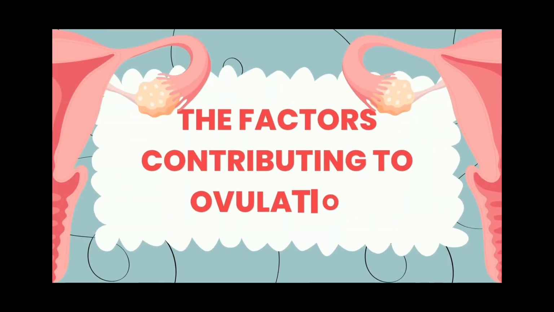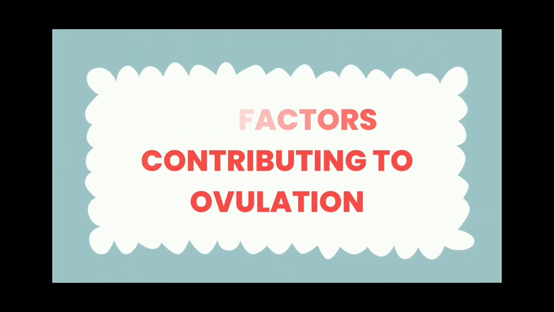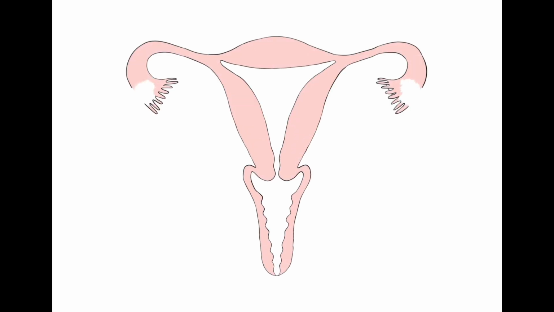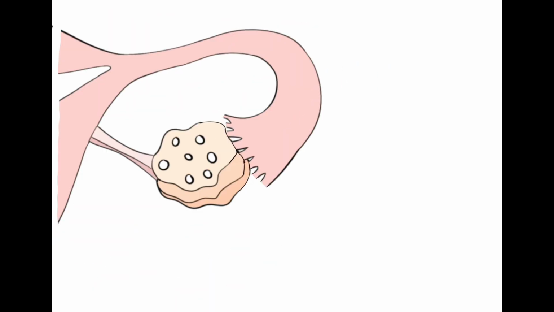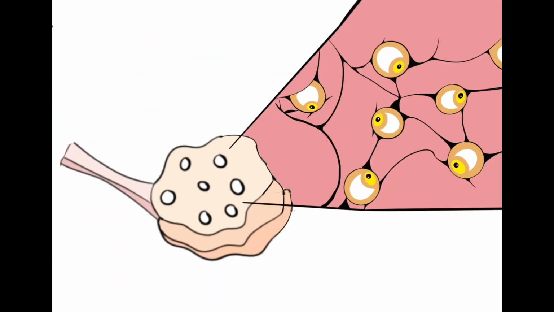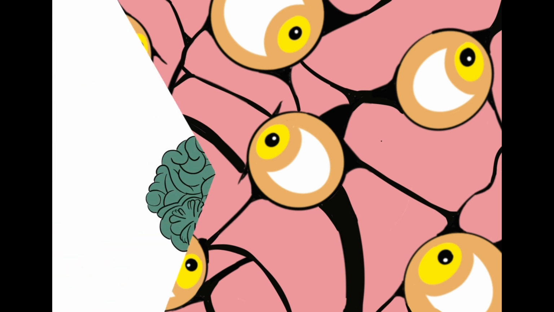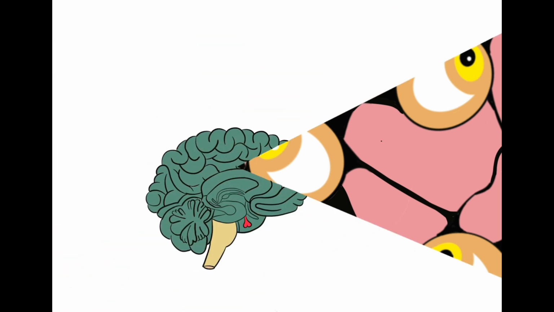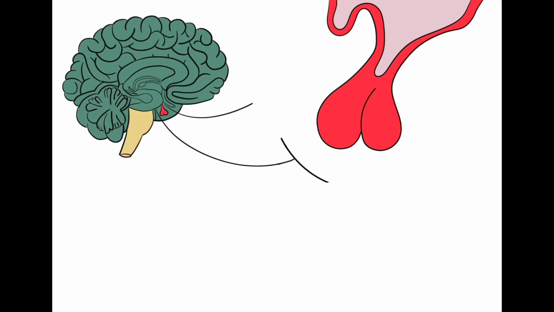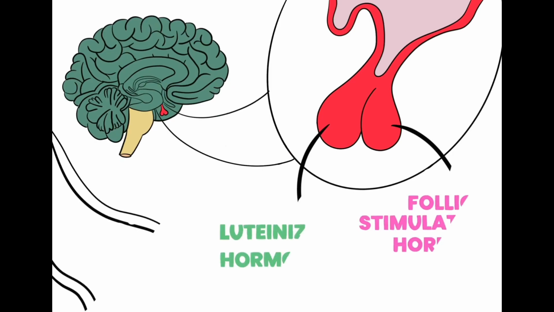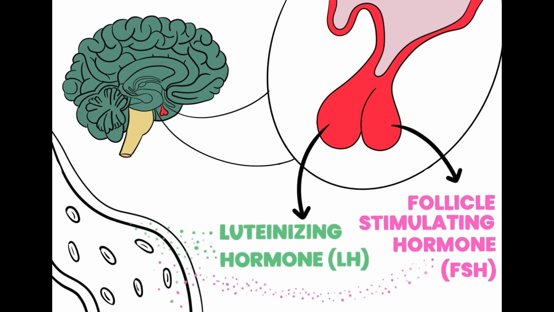The factors contributing to ovulation. Our ovaries store our entire life supply of eggs. The eggs are immature and stored in tiny fluid-filled structures called follicles. The pituitary gland, located at the base of the brain, produces hormones that direct the function of the ovaries. Each month, the pituitary gland secretes follicle-stimulating hormone (FSH) and luteinizing hormone (LH) into the bloodstream.